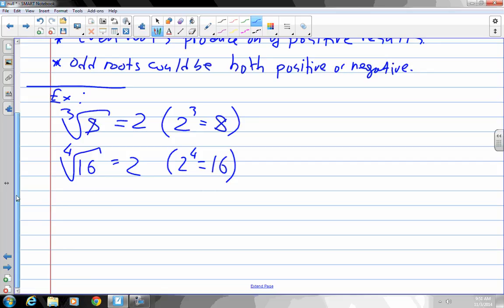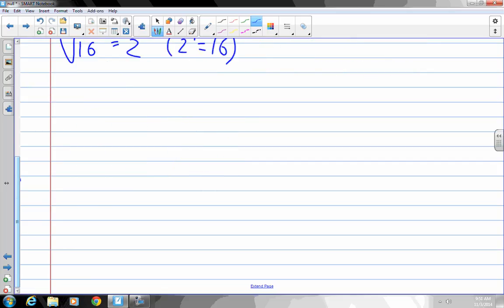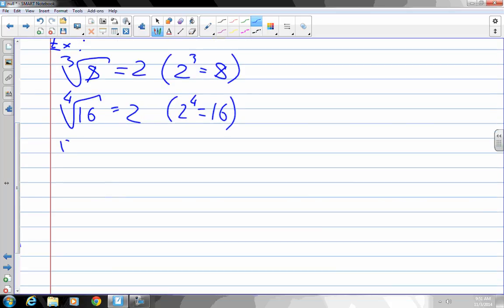I can ask you what is the 17th root of 1, and you will say 1, because 1 to the power 17 equals 1. So any root of 1 equals 1. If I ask you in general, what is the nth root of 1, you'll say, well, it's still 1, because 1 to any power is 1.